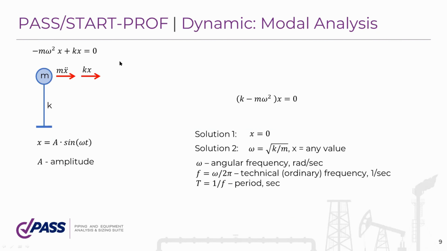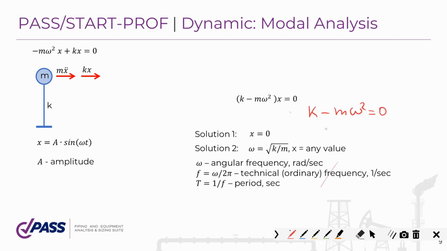So now we have a simplified equation. We can transform it to another form, and the first solution is A equal to 0, but it is not interesting for us because it means that we don't have any motion of our system. So the solution for natural frequencies will be (k minus m omega squared) multiplied by A equal to 0.